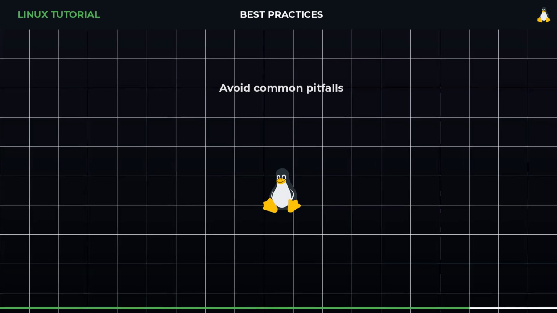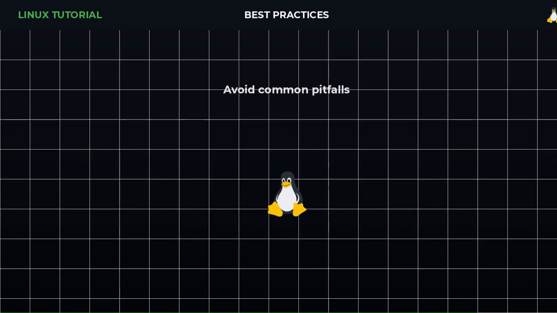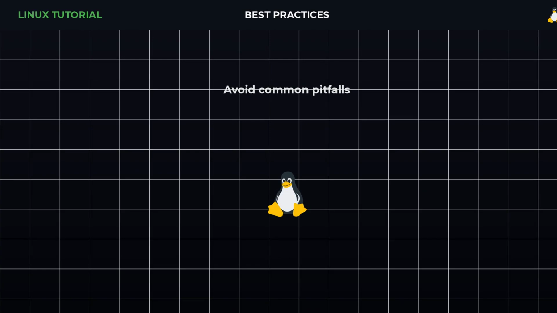When working with Linux processes, it's essential to avoid common pitfalls like using the kill command with the -9 signal unnecessarily, which can lead to data corruption or other issues. Instead, use the TERM signal to allow processes to shut down cleanly.